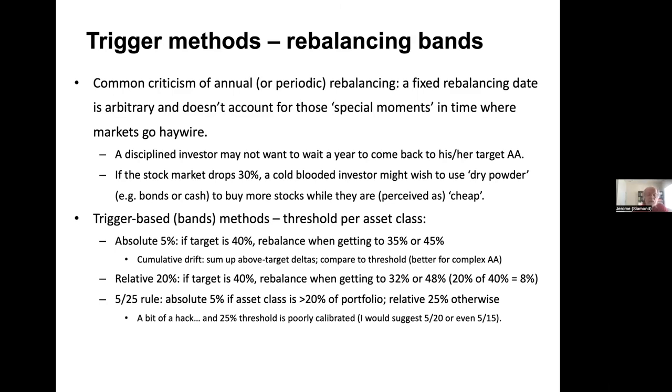And then there's this 5/25 rule, which is kind of a combo of the two previous ways to approach things. If you have an asset class which is a big chunk of your portfolio, let's say at least 20%, then the idea is to use the absolute mechanism. If you have an asset class which is smaller, like tilts, where all my tilts are 10% of my portfolio, for example, then use the relative rule. And the 25 says a 25% relative change.